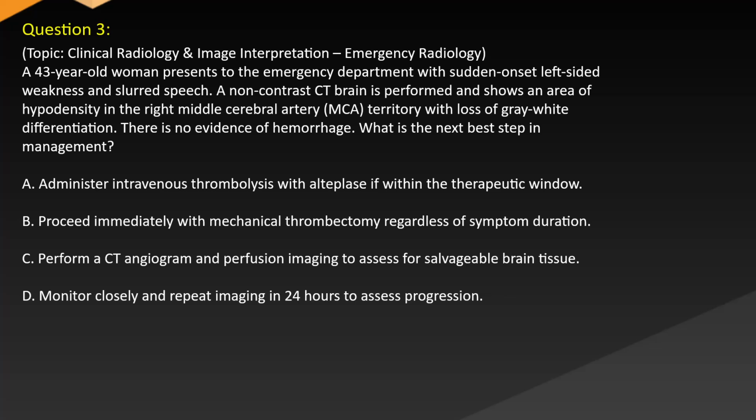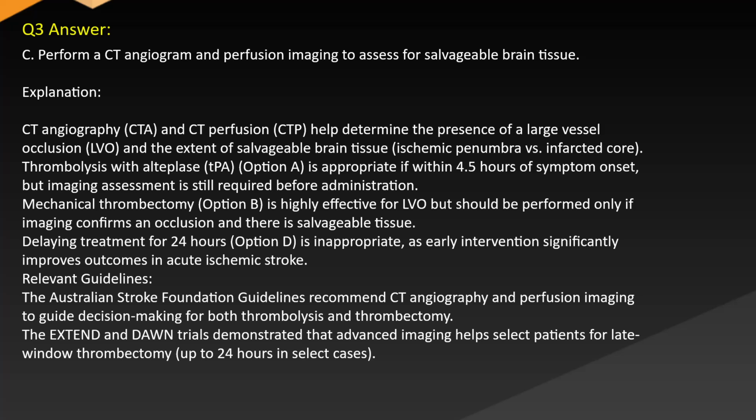Management. A. Administer intravenous thrombolysis with alteplase if within the therapeutic window. B. Proceed immediately with mechanical thrombectomy regardless of symptom duration. C. Perform CT angiogram and perfusion imaging to assess for salvageable brain tissue. D. Monitor closely and repeat imaging in 24 hours to assess progression. Answer C. Perform CT angiogram and perfusion imaging to assess for salvageable brain tissue.